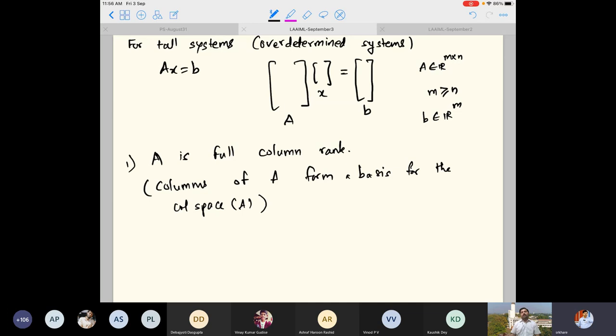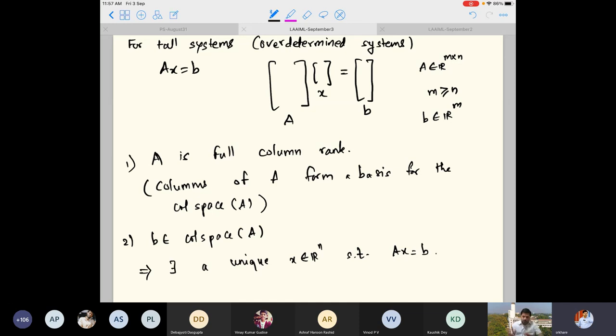So that is the same as saying that it is a full rank matrix. And the second thing that we say is that B is in the column space of A. So if these two conditions are satisfied, then what does that mean? There exists a unique X in Rn such that Ax is equal to B. So the solution exists, and the solution is actually unique. Okay, so in this particular case, this is what is happening.